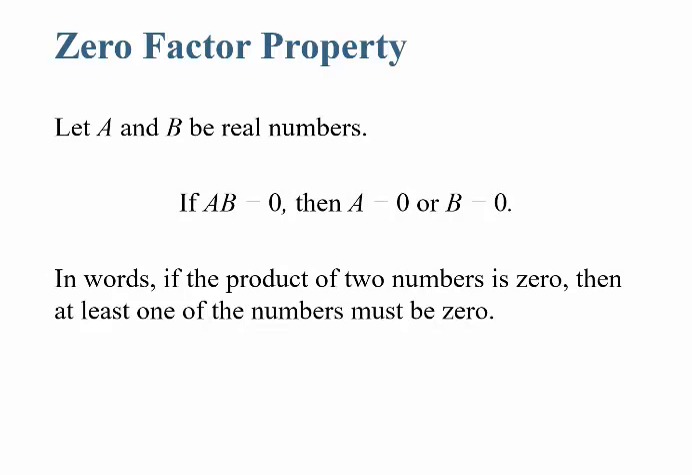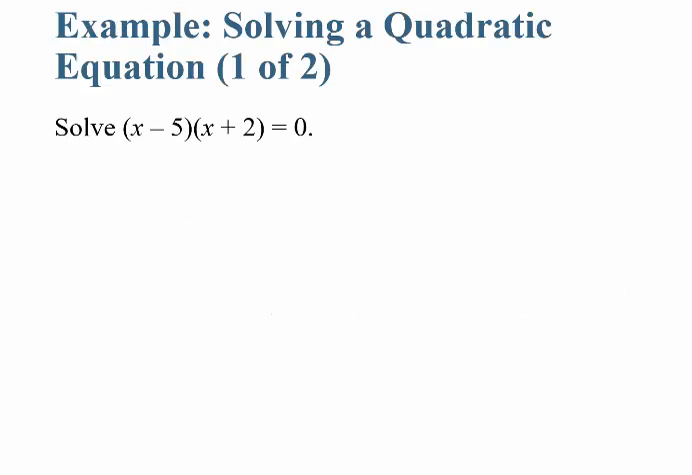The thing that's really important in this lecture today is what's called the zero factor property. Let A and B just be real numbers. If we ever have a situation where A times B is equal to 0, then there are actually two possible solutions to this equation. Either the first factor, A, has to equal 0, or B, the second factor, has to equal 0. So in words, if the product of two numbers is 0, then at least one of the numbers must be 0.